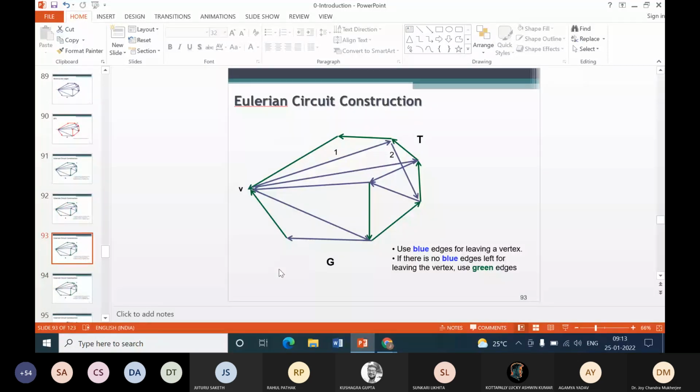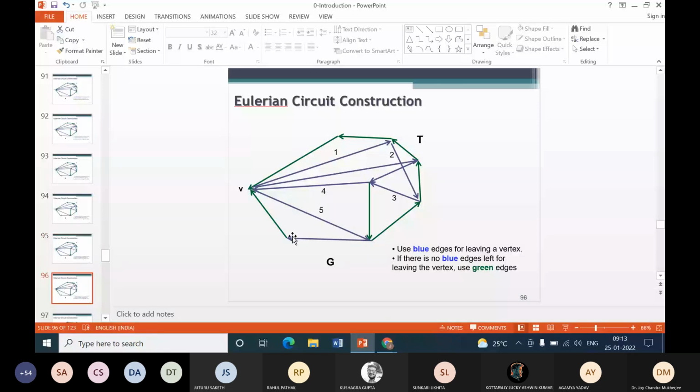Then when I come to this vertex, I have one green edge, one blue edge. So again I go by the blue edge, 3. Then from here I have this green and blue edge. Again I go by the blue edge, 4. From here I come back here, 5. Then I go back here, 6.